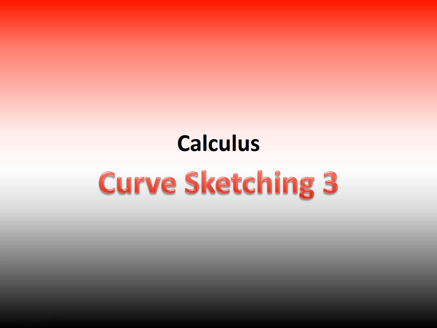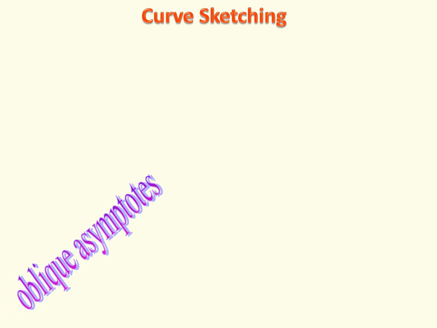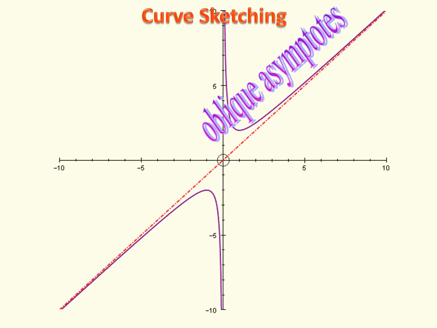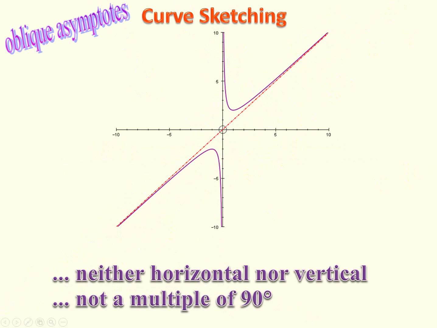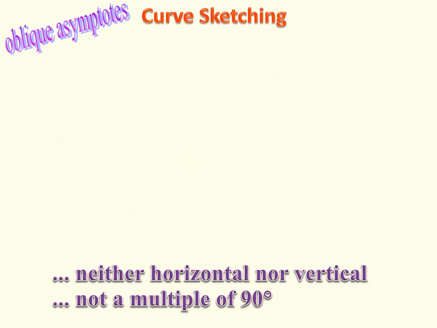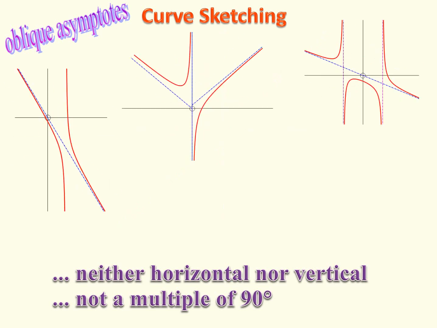I'm introducing a new concept in graphs, a different sort of asymptote to you, called the oblique asymptote. If you notice, we've always had ones parallel to the x-axis or the y-axis. Now here's one going at an angle, and we can have any angle in fact. Neither horizontal nor vertical, and not a multiple of 90 degrees. See, various different ones, and obviously a combination.